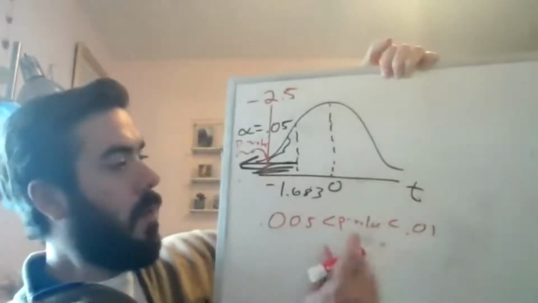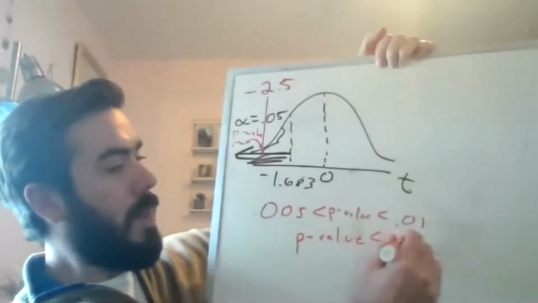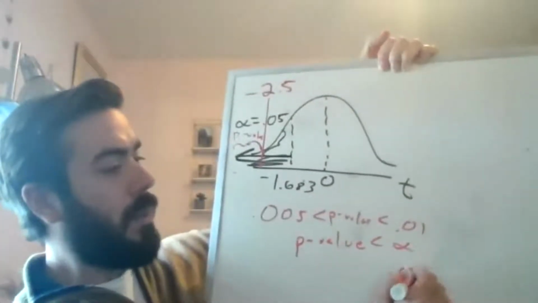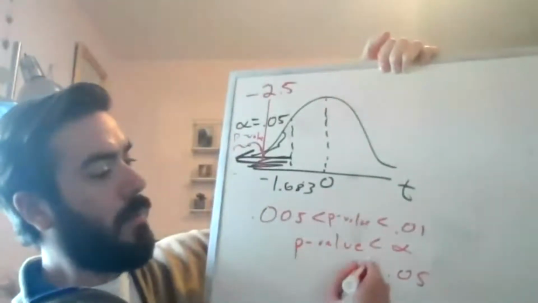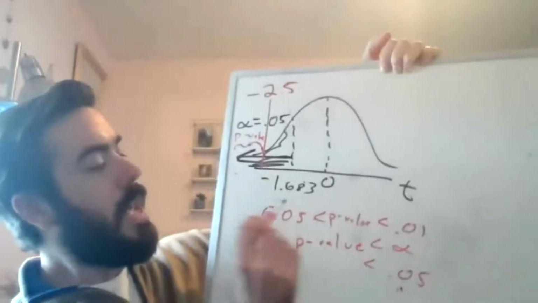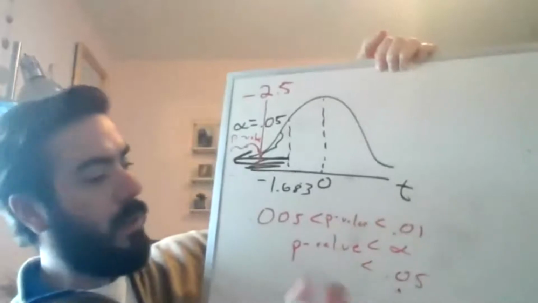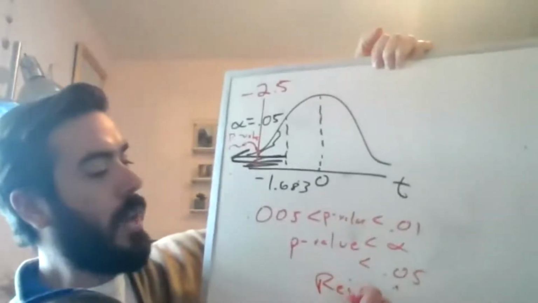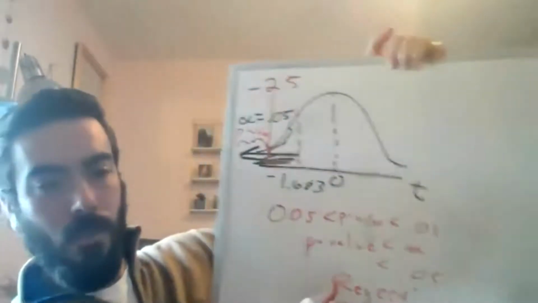In that scenario, we only reject if the p-value is less than alpha. My alpha was 0.05. If my p-value is somewhere between 0.005 and 0.01, it's definitely going to be less than 0.05. So I would get the same rejection decision as with the critical value approach, which is that I reject.